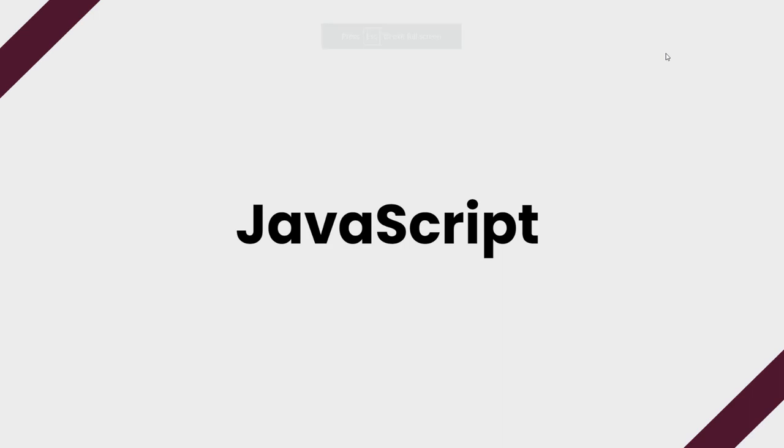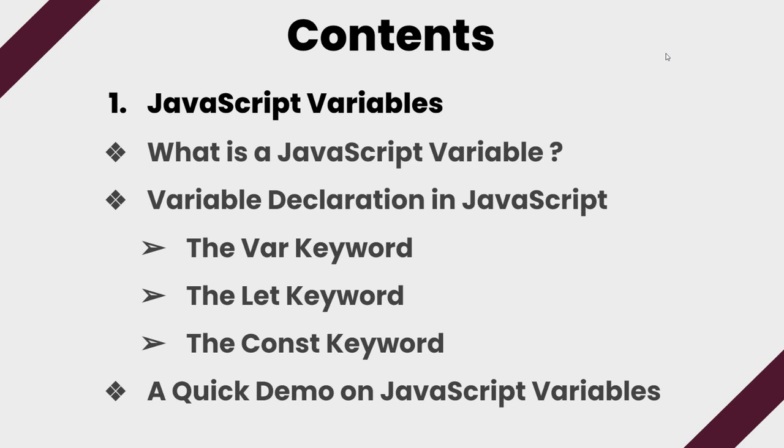For today's class, we'll continue with JavaScript as we started in the previous class. Today's class will have its contents divided into four sections. For the first section, we have JavaScript variables. Under this section, we'll get to know what a JavaScript variable is. We'll also get to know how to declare variables in JavaScript.